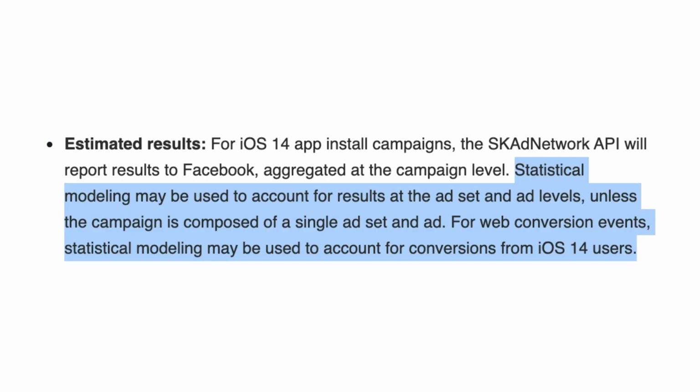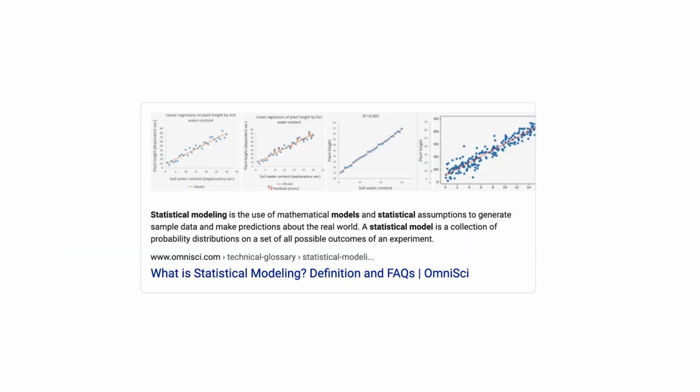Estimated results. This is a big one. Facebook wants to work with this and help us out because they understand they're going to be receiving less data. So it's going to be harder for us to make decisions on what to spend, how much more to spend, and what to scale up. So they want to help us by offering statistical modeling to show results for ad sets and ad levels. Statistical modeling is assuming data based off mathematical models.